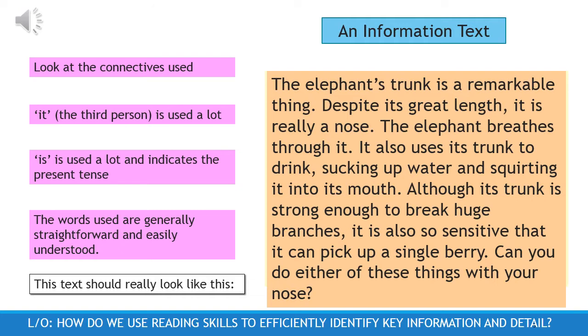All right. So the first one is the information text. If we look at the connectives used, if we think about how the word it, the third person, is used a lot, it suggests it's not about a person, for example. Is is used a lot, which indicates the present tense. And the words are generally straightforward and easy to understand. Those things tell us that it may well be an information text, which it is. So have a read through this extract so that it makes sense to you now that you can see the words in their correct order.